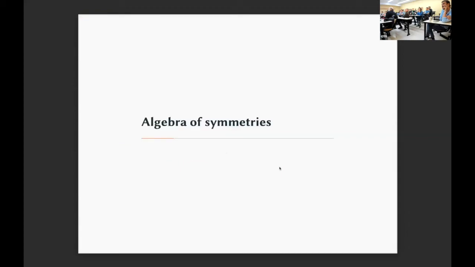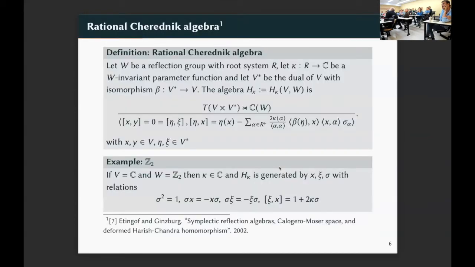We're already ready to go to the algebra of symmetries. To go for the algebra of symmetries, we will first put it in context. So this is the big scary slide of the rational Cherednik algebra. My algebra of symmetries lives inside a tensor product of a rational Cherednik algebra and a Clifford algebra.